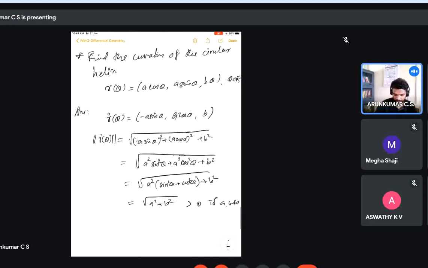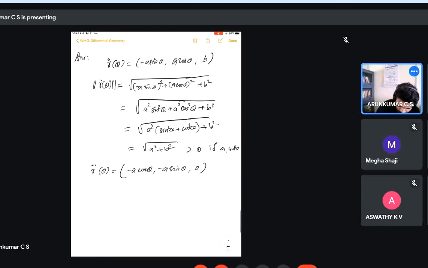So we have to compute what? We have to compute the second derivative, and you have to use that cross product formula. So the second derivative will be minus a cos theta, minus a sin theta, 0. And what will be the cross product? Gamma dot theta cross gamma double dot theta.